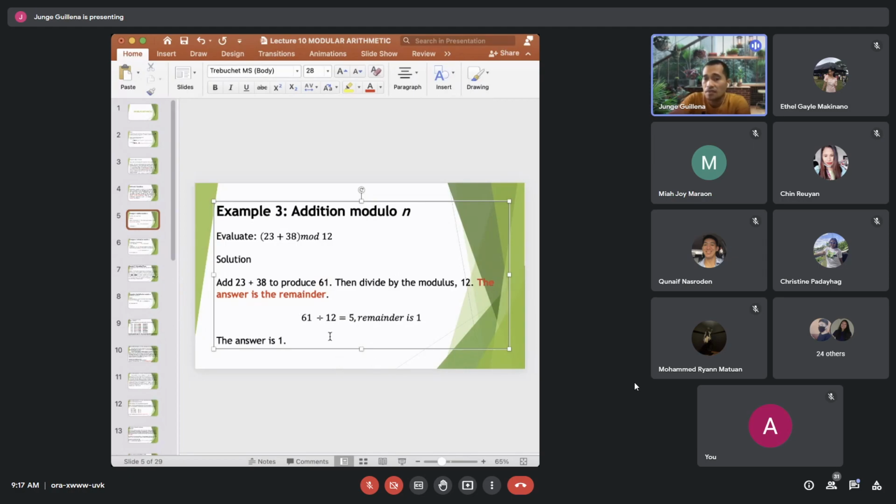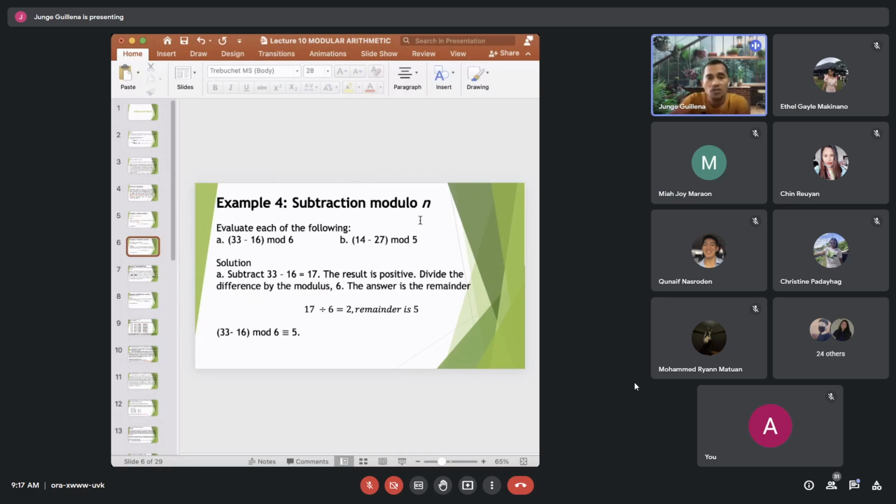Of course, do not attempt to use a cell phone or calculator, because you will get the decimal part after the point. Of course, that's not the answer. So what you need to do here is do it manually, based on what you have learned about long division in your elementary years. Yung basic na pag-compute natin sa division using long division. So 61 divided by 12, that is 5. And 5 times 12 is 60. You get the difference, 61 minus 60, that's why the remainder is 1. And the answer of this is 1, not 5. Okay, take note, the answer is the remainder.